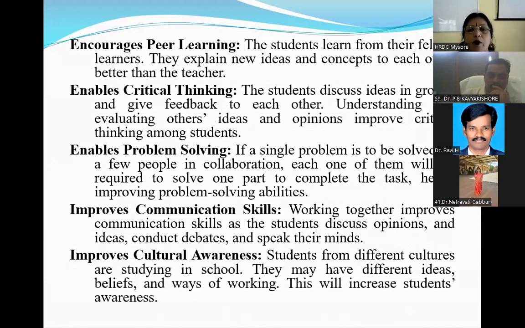Next, it enables problem solving. Just imagine that one problem is given for the whole group, which has to be solved. Here, there is a group of, say, 5 or 6 students. Each of them is enthusiastic to solve the problem. Each one of them thinks in different perspectives.